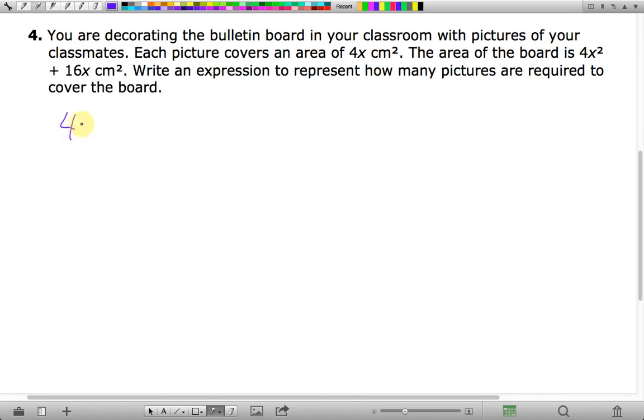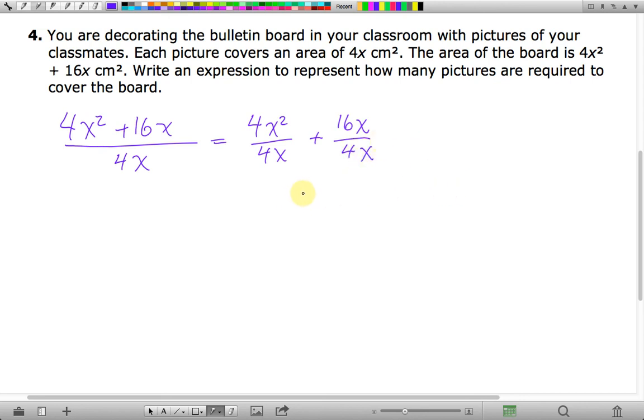So we want to take the 4x squared plus 16x and divide by 4x. And let's see what we get. Now I'm not going to model it using a diagram. I'm simply going to do the 4x squared divided by 4x, and then I'm going to do the 16x divided by 4x, and this will give me my answer. So 4x squared divided by 4x gives me x, and 16x divided by 4x gives me 4.